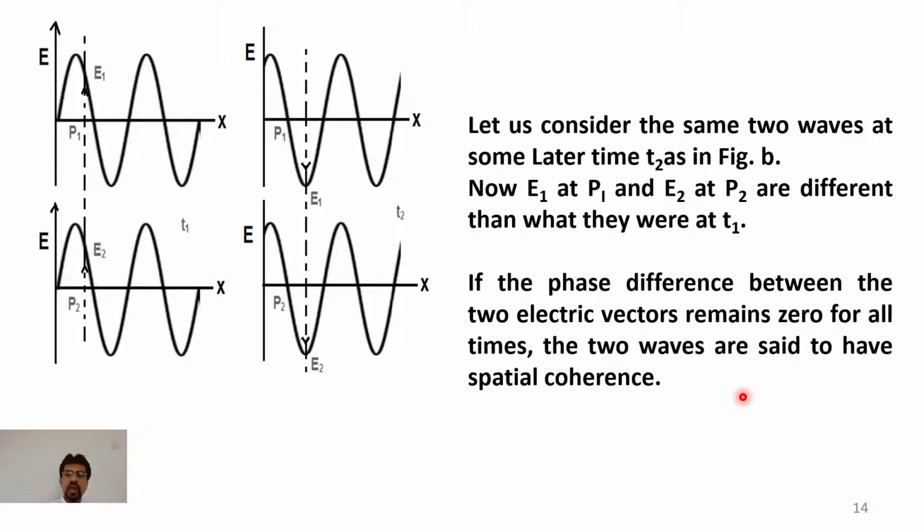If the phase difference between the two electric field vectors remains 0 for all times, then the two waves are said to be spatially coherent. So in this figure, after the time t2, these two wave vectors maintain the same phase at the point P1 and at the point P2. Therefore, after the time t2, the phase difference between these two waves is again the same. Therefore, if the phase difference between these two electric field vectors remains the same for all times, then these waves are said to be spatially coherent. So remember what we mean by spatial coherence.